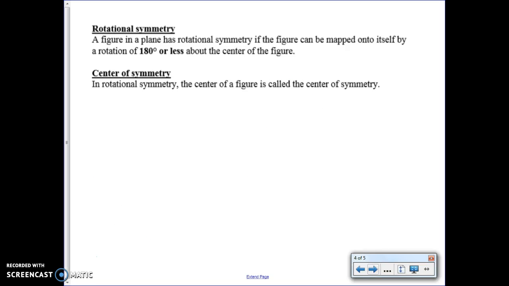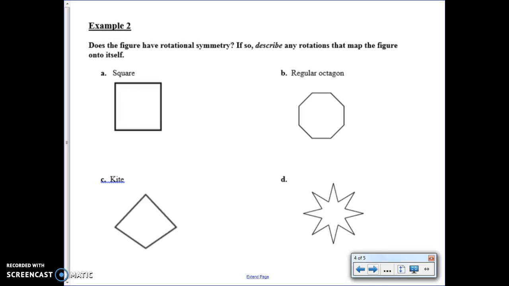Okay, so rotational symmetry. A figure in a plane has rotational symmetry if the figure can be mapped onto itself by a rotation of 180 degrees or less about the center of the figure. In rotational symmetry, the center of a figure is called the center of symmetry. So looking at these, it says, does the figure have rotational symmetry? If so, describe any rotations that map the figure onto itself.